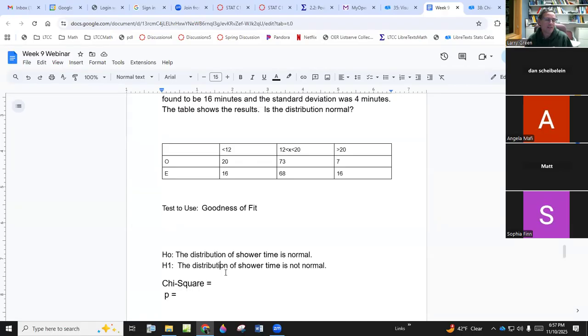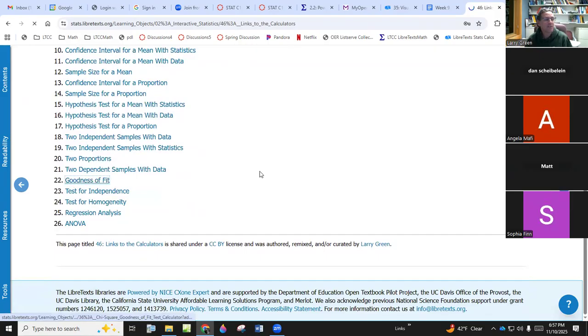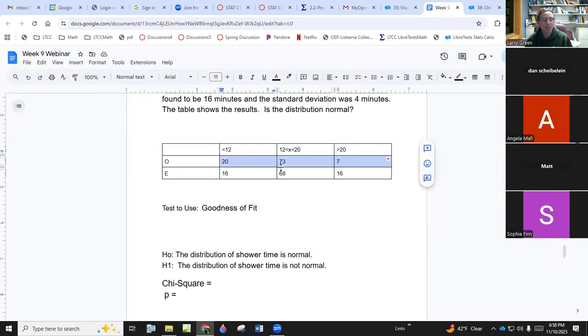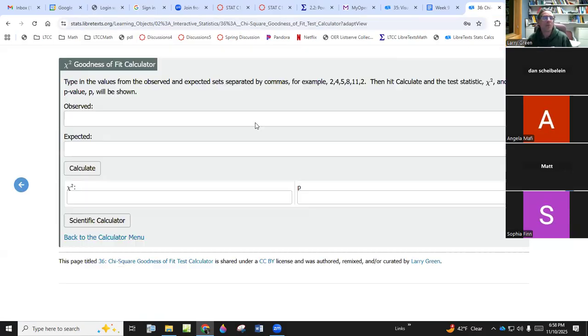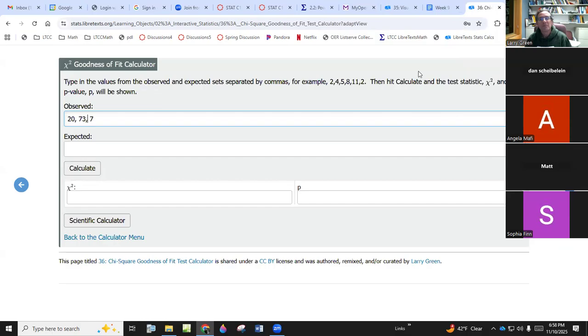Any questions on that? So now we need to go back to the calculator. Hopefully you all know to use goodness of fit. The observed were 20, 73, 7. I can copy and paste the first row, put commas in. And the expected were 16, 68, and 16. And put commas in. And I hit calculate.